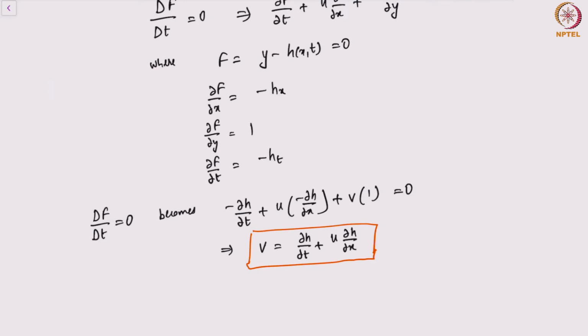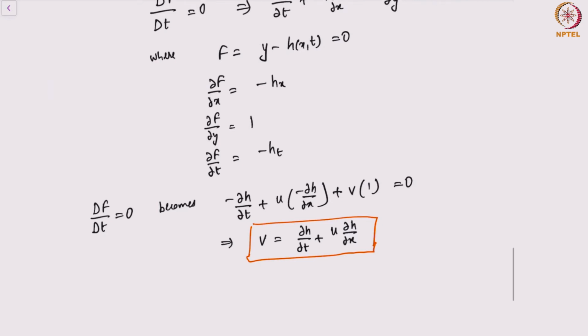But in 3D there are other ways to write it as well. I'll just do it in a minute. So what does it actually tell you is that the vertical velocity, that is v, is coupled to the local motion velocity changes to h as well as the convective changes, which is u del h by del x. Okay. There are also other ways to write it.